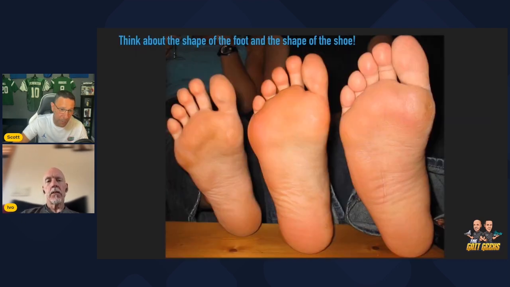And again, like you said, this is what we almost opened with, right? The shape of the foot and the shape of the shoe, they've kind of got to match. Definitely the need to come together. And the most important thing about a shoe is comfort, right?